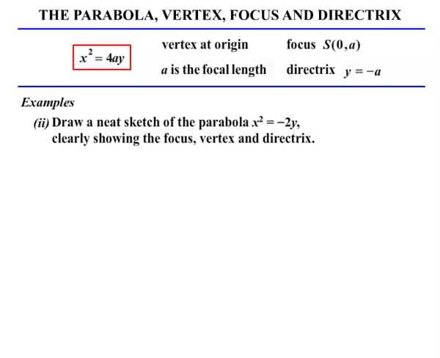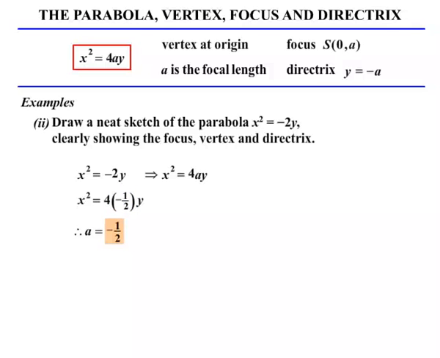The second example, we need to draw a neat sketch of the parabola x squared equals minus 2y. Again, clearly showing the focus, vertex and directrix. So let's write this down. Again, it's of the form x squared equals 4ay. So let's concentrate on that. We need to write x squared equals 4 times something y. Now that 4 times something, we need to get minus 2. So this time it'll certainly be a negative and it'll be a fraction. It'll be minus a half. So therefore a equals minus a half.